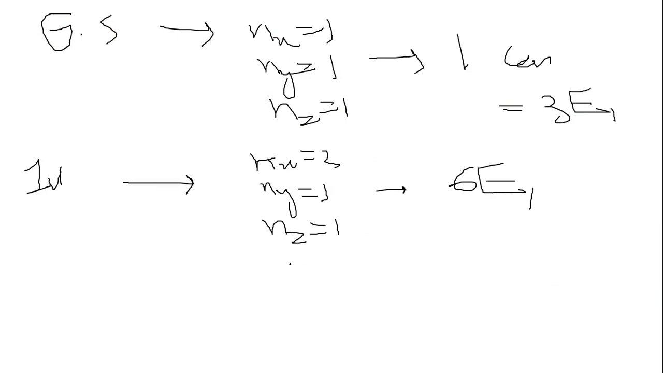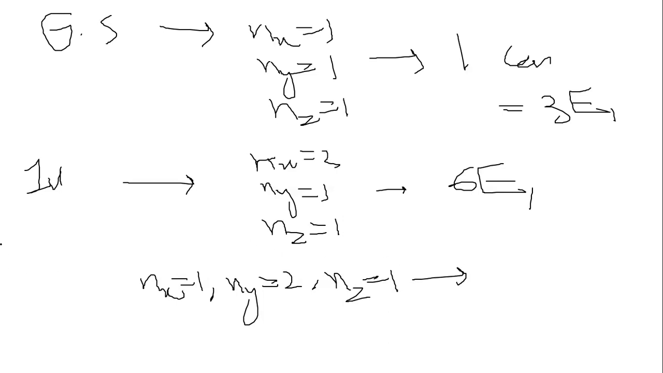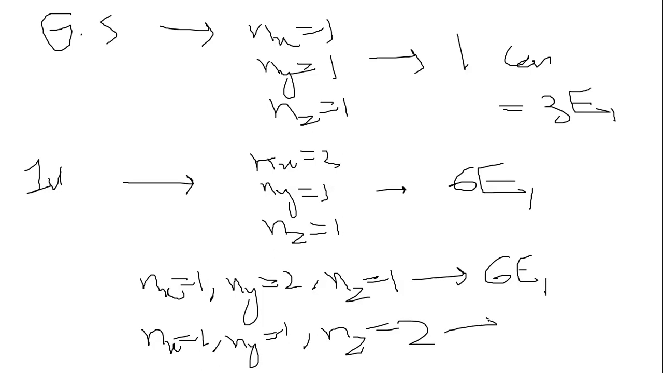But in another case we can take ny equals 2. So we take nx equals 1, ny equals 2, and nz equals 1. In that case also, nx square plus ny square plus nz square gives 6 e1 again. There can be another combination where nx equals 1, ny equals 1, but nz equals 2. So it is also 6 e1.